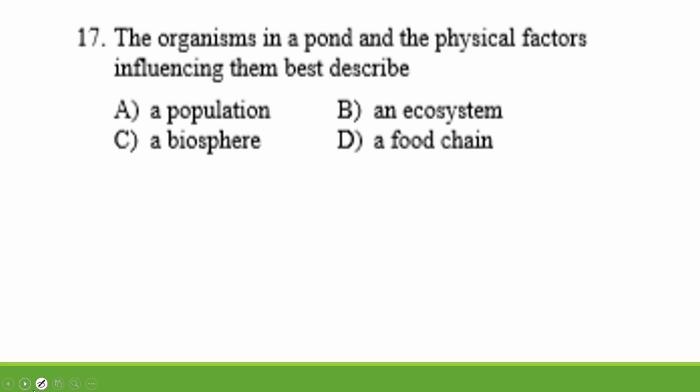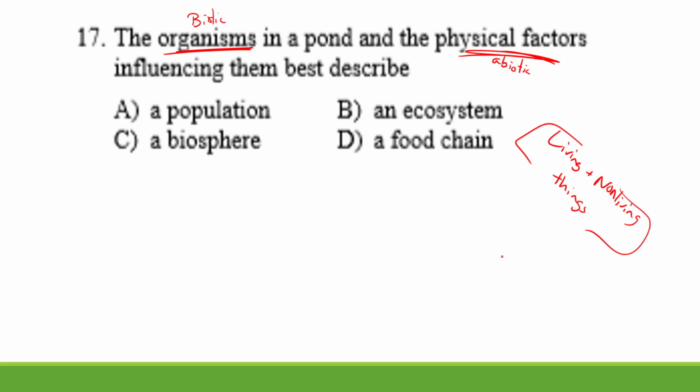Coming in to look at our next practice problem. The organisms in a pond and the physical factors influencing them best describe... so we're talking about organisms and the physical factors. We're talking about biotic and abiotic factors, so both living and non-living things. If we're looking at that, we're going to look at an entire ecosystem. It's the definition of an ecosystem.